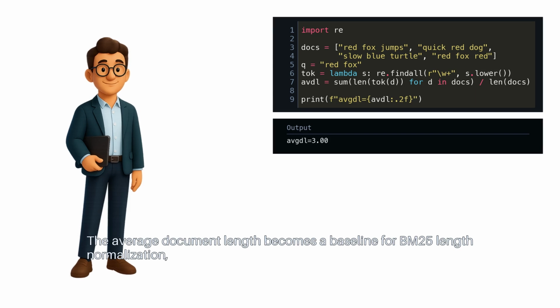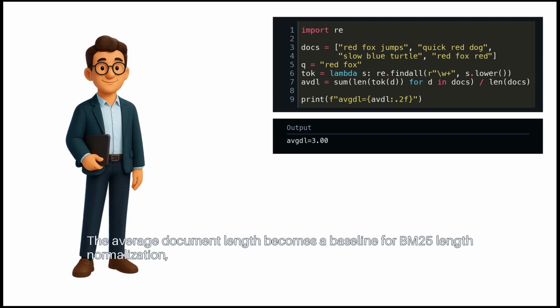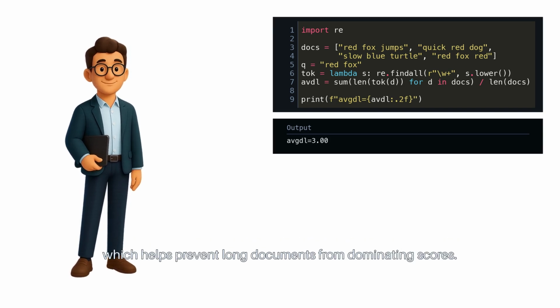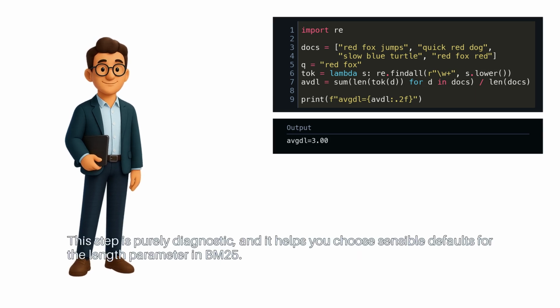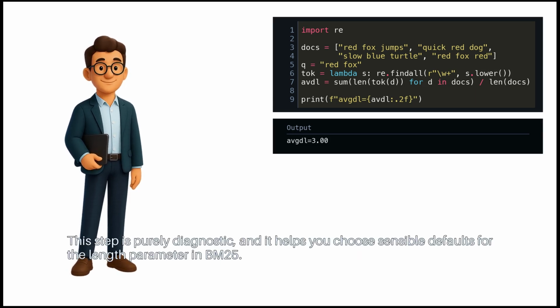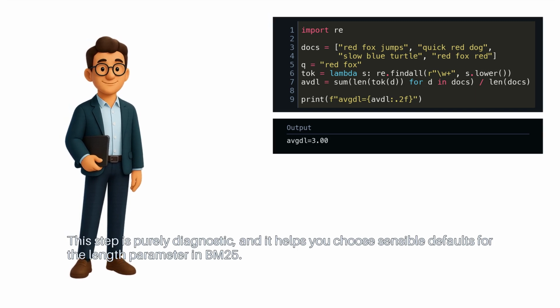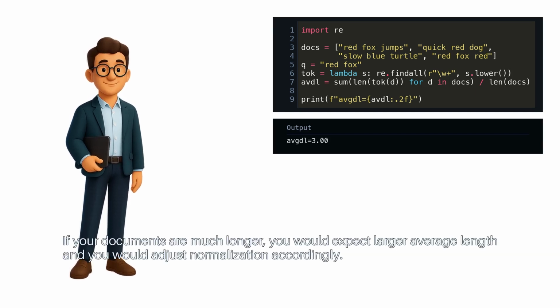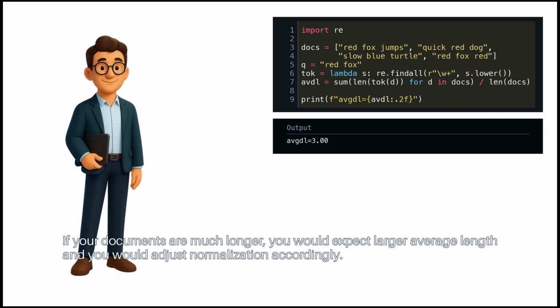The average document length becomes a baseline for BM25 length normalization, which helps prevent long documents from dominating scores. This step is purely diagnostic, and it helps you choose sensible defaults for the length parameter in BM25. If your documents are much longer, you would expect larger average length, and you would adjust normalization accordingly.